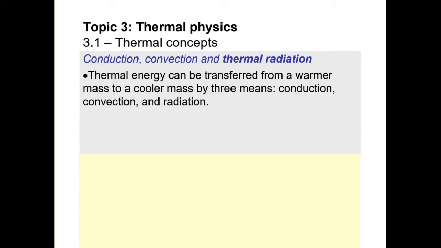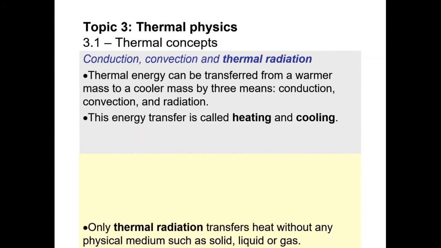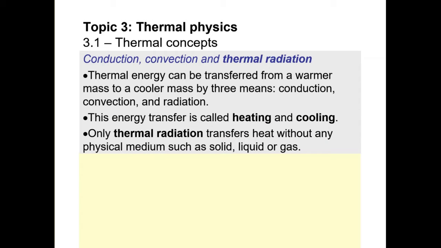3.1 Thermal concepts. Now we can discuss conduction, convection, and thermal radiation. Thermal energy can be transferred from a warmer mass to a cooler mass by three means: conduction, convection, and radiation. This energy transfer is called heating and cooling. Only thermal radiation transfers heat without any physical medium such as solid, liquid, or gas.